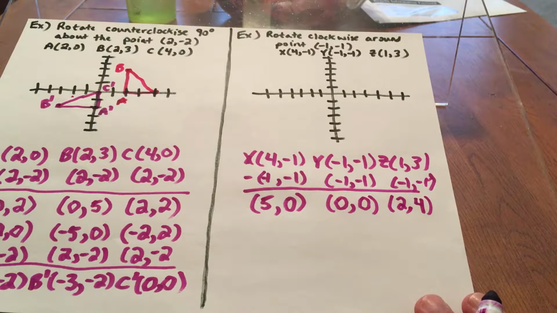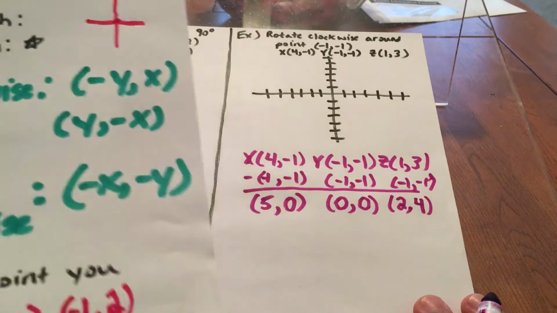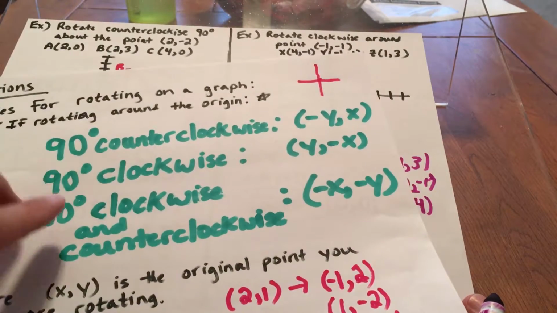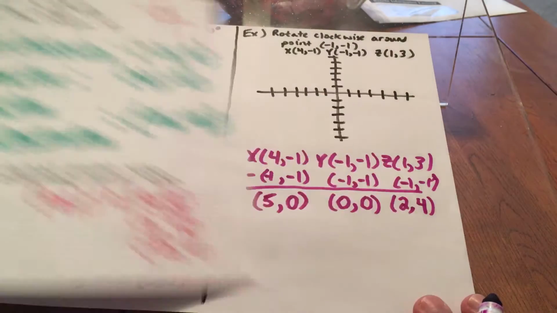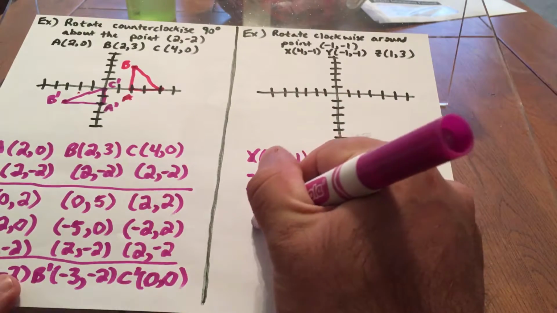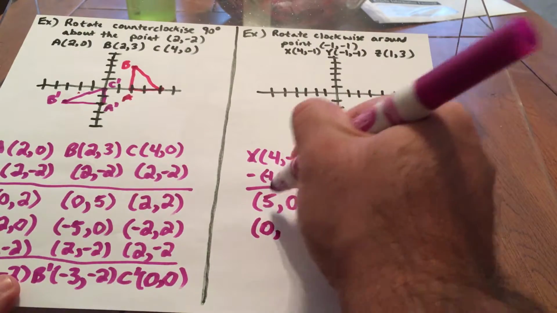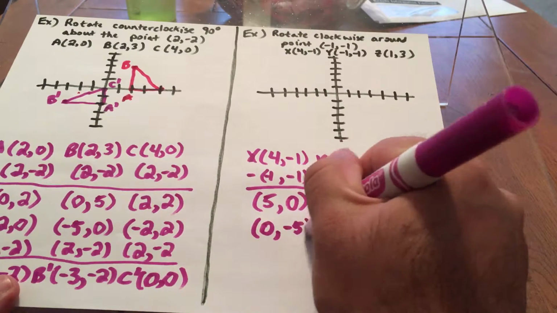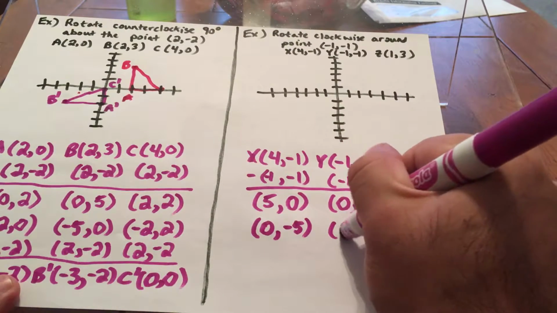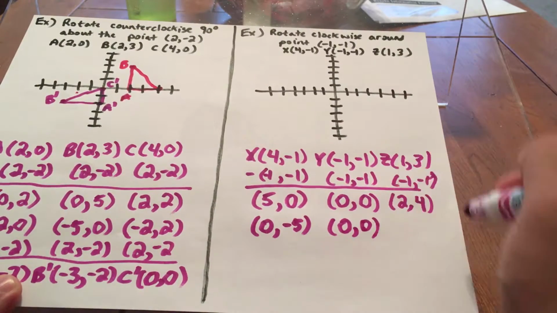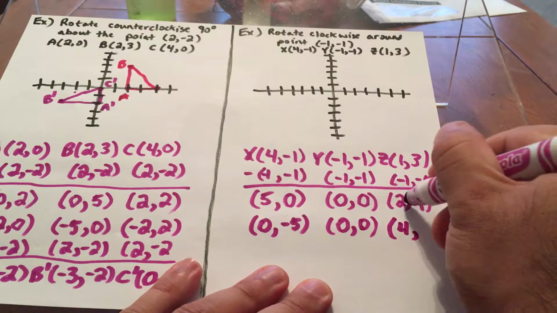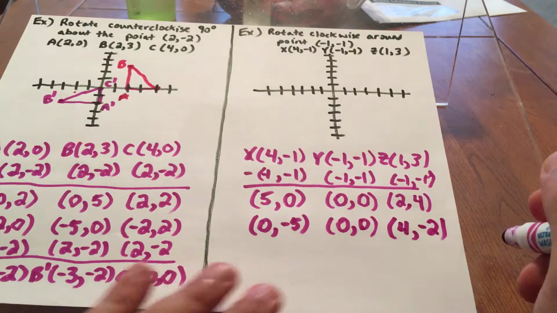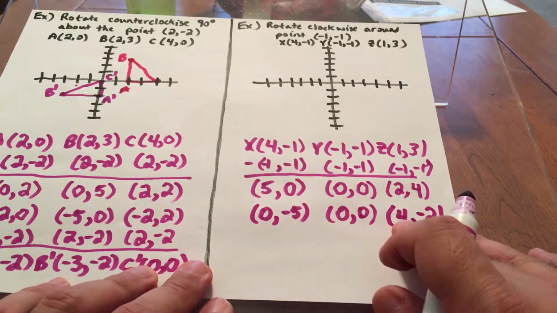Now we're doing clockwise around that point, and we're going to assume that it's 90 degrees. I didn't put that on there, but I'm pretty sure it's 90 degrees. So 90 degrees clockwise, we flip-flop the point and change the sign on the second point. 0 comes first. We change the sign on the 5. That's negative 5. 0, 0, you can't really change the sign on it, so it's just going to stay the same. Here we go. We're going to flip the 4, make it come first, change the sign on the X, and make it come second. All right? So there's our rotated.